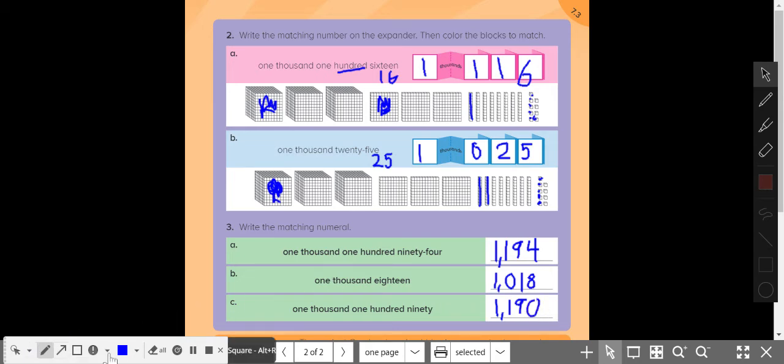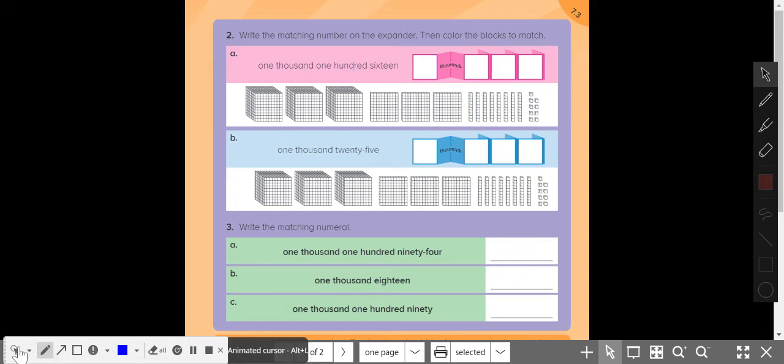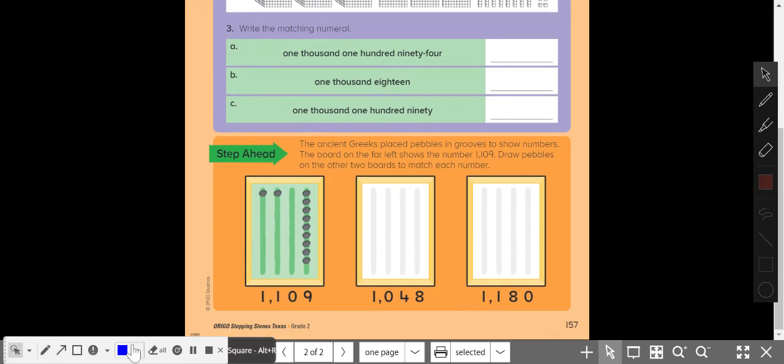Okay, let's go to the very bottom. On the bottom, it says, the ancient Greeks placed pebbles in grooves to show numbers. The board on the far left shows the number 1,109. Draw pebbles on the other two boards to match each number. So I can see that they're starting their numbers at the top. So we usually do our place value rods, our tens rods from the bottom and work our way up. But it looks like they're starting at the top and working down.